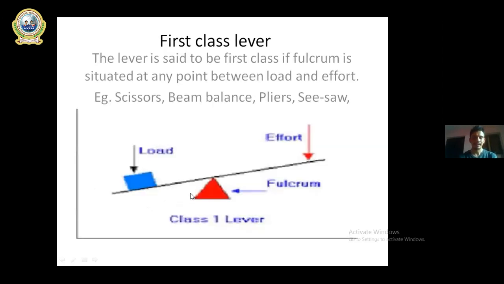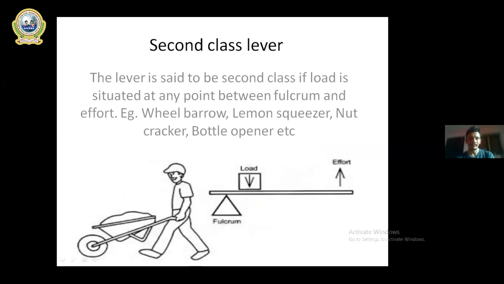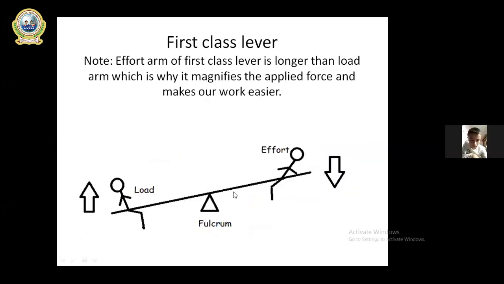The lever is called first class if fulcrum is placed at any point between load and effort. When the fulcrum lies between load and effort, it is called first class lever. Examples: pair of scissors, beam balance, pliers, seesaw. These are some examples of the first class lever. You can see the picture here. It is seesaw. At the middle you can see fulcrum, load, effort. So it is also first class lever.